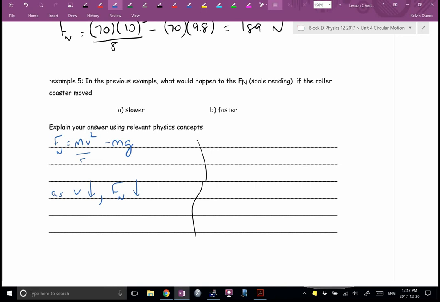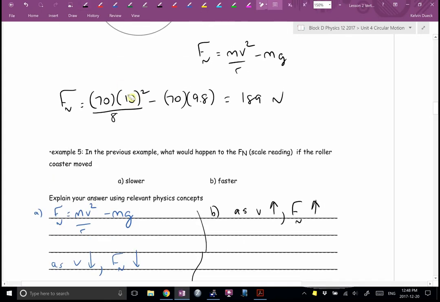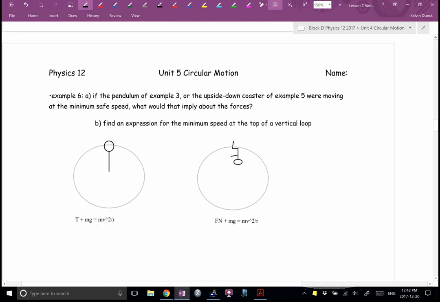As v decreases, that's an arrow pointing down. Normal force decreases. And so that's for A. For B, as v increases, normal force increases. What would happen if the normal force was zero? Could you ever do that? Yeah, you would make it so that this v gave you an answer here that was exactly the same size as mg. And what would that mean? A very poorly, unsafely designed ride. It would mean that if you went 1 millimeter slower than that, you'd leave the track and fall down in our magic physics world with no friction and all that.